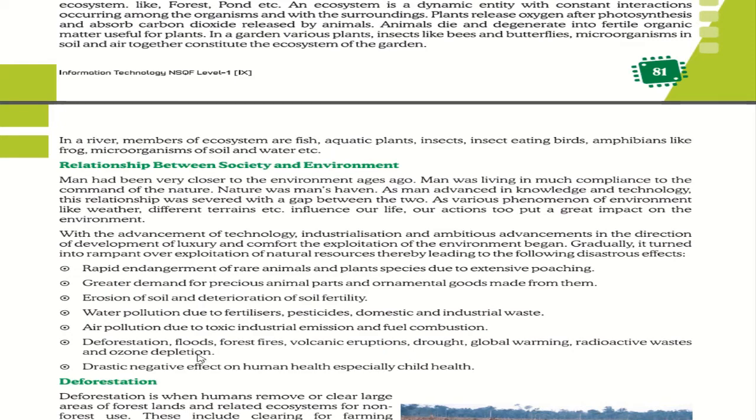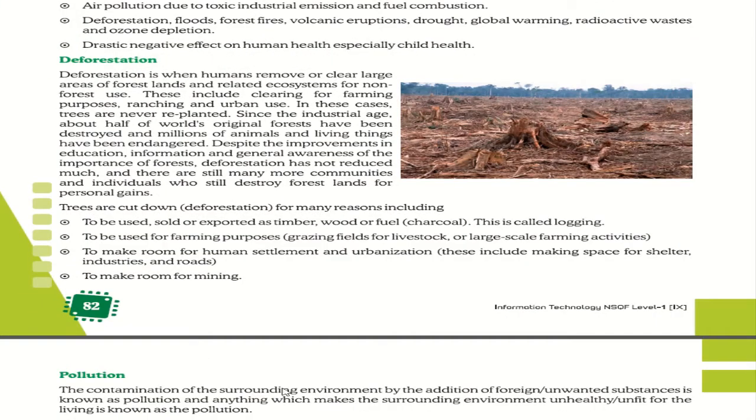Okay, next is deforestation. What do you mean by deforestation? Deforestation is when humans remove or clear large areas of forest land and related ecosystems for non-forest use. This includes clearing for farming, ranching and urban use. In these cases, trees are never replanted. Since the industrial age, about half of the world's original forests have been destroyed and millions of animals and living things have been endangered.